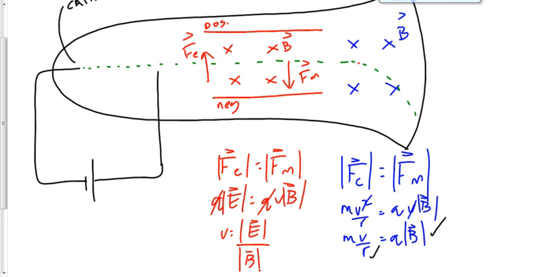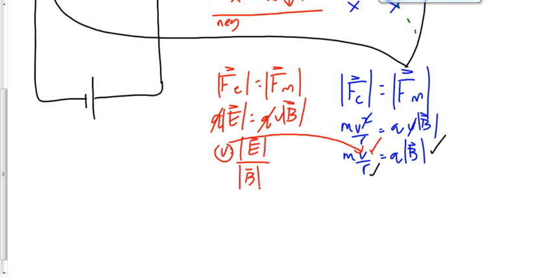Once we have this, though, we can plug it in here. Now we only have two unknowns. So what Thompson does now is rearranges this to solve for Q over M. M goes down, B goes down. When he does that, he finds the value to be 1.76 times 10 to the 11.